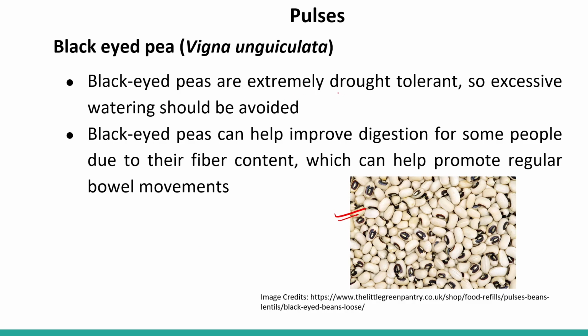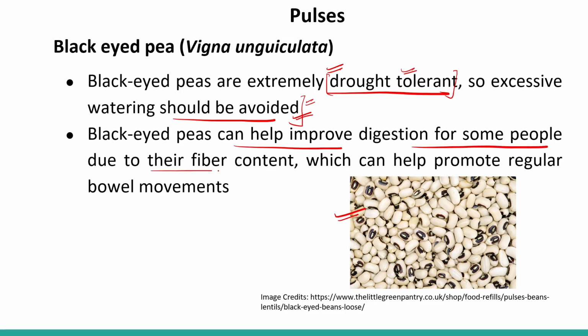Black-eyed peas are extremely drought tolerant. So this is one of the favored pulses that can be grown in regions with less availability of water. Excessive watering should be avoided. Actually it doesn't require a lot of water. So even though you have a lot of water available, we should not provide a lot of water to this crop. Black-eyed peas can help improve digestion for some people due to their fiber content.